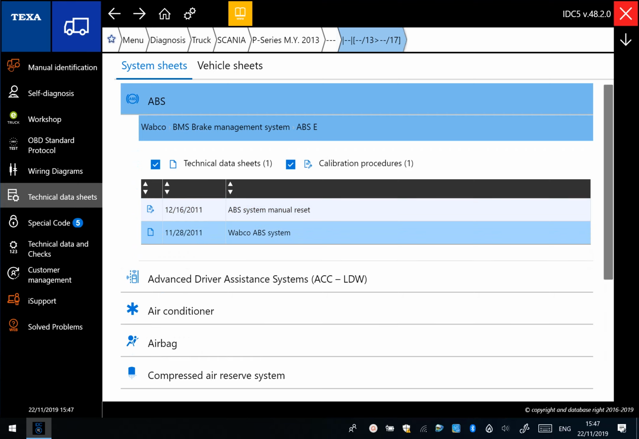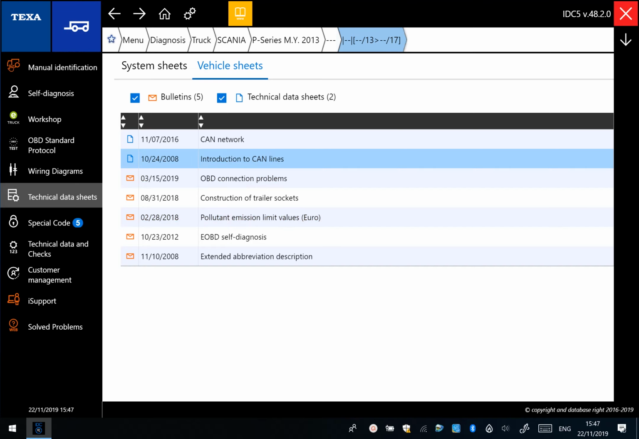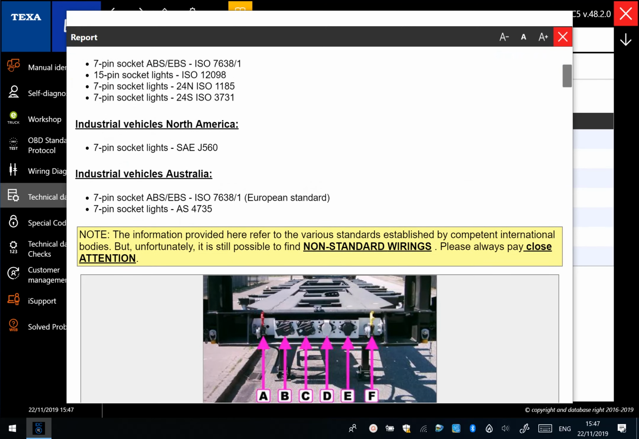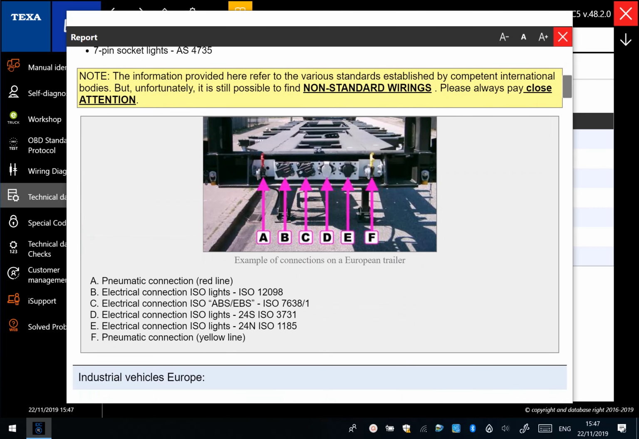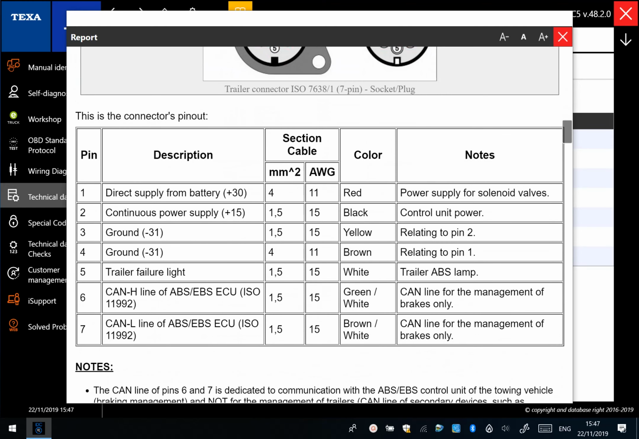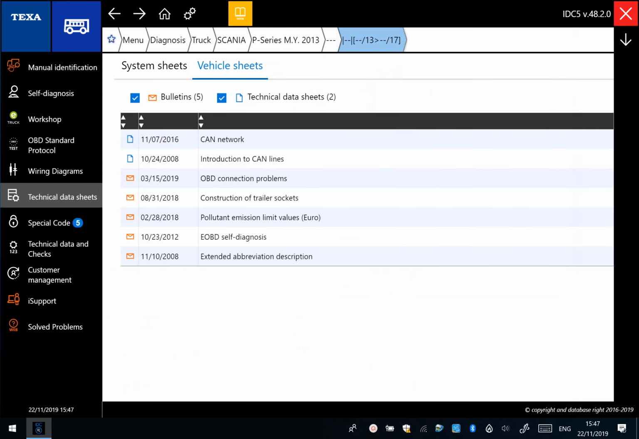Again, on the ABS system, WABCO, manual reset again. You've also got vehicle sheets. Now these are a bit more generic, but again, just information regarding pollutant levels, OBD connection problems, construction of trailer sockets, for example, and again, there's quite a large amount of information, pictures, schematics, again, all sorts of bits and pieces for you to look into. I'm going through this quite quickly, but it's just, like I said, to give you a bit of an overview.